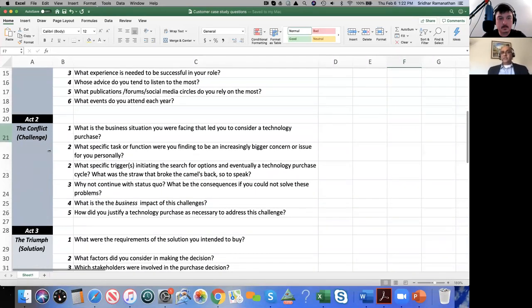Act two, of course, is the struggle, the challenge, the conflict that the hero is up against. This is in Greek mythology where that hero is up against a major obstacle, and we're wondering how they will conquer this beast, if you will. So we have a set of questions for your interview that really gets to the emotional, visceral feelings, as well as the logical and instinctual elements that go into a problem that your hero is facing.